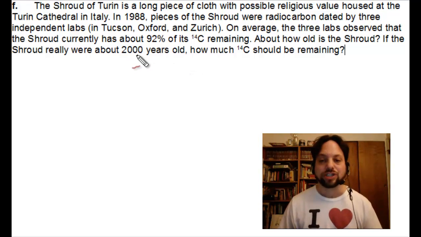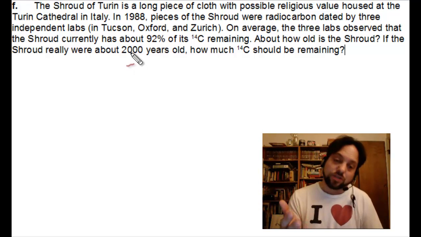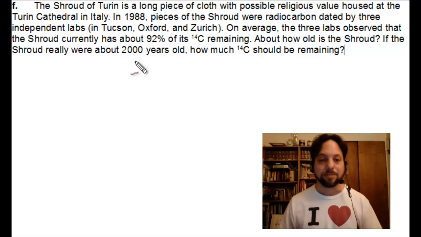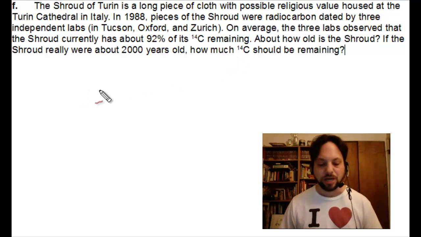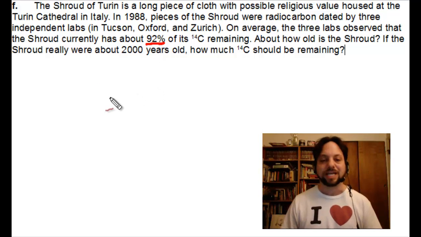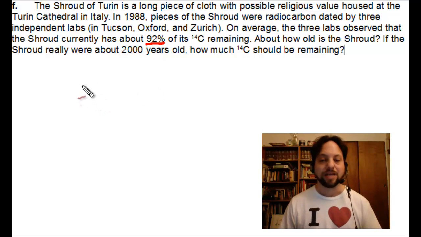The second question: if the shroud really were about 2,000 years old, which of course would give more credence to it being the burial cloth of Jesus, then how much carbon-14 should remain? Well, let's take a look at this piece by piece. In the first question, we're given that 92% of the carbon-14 is remaining.